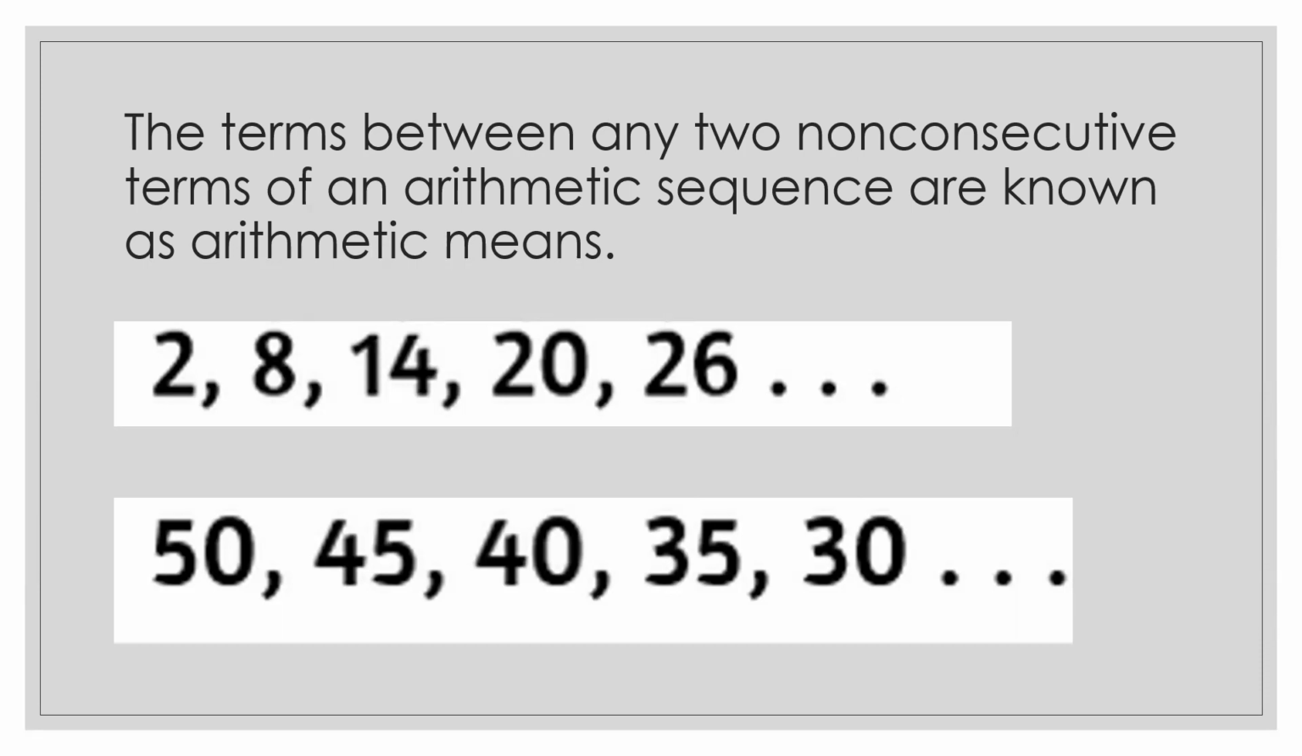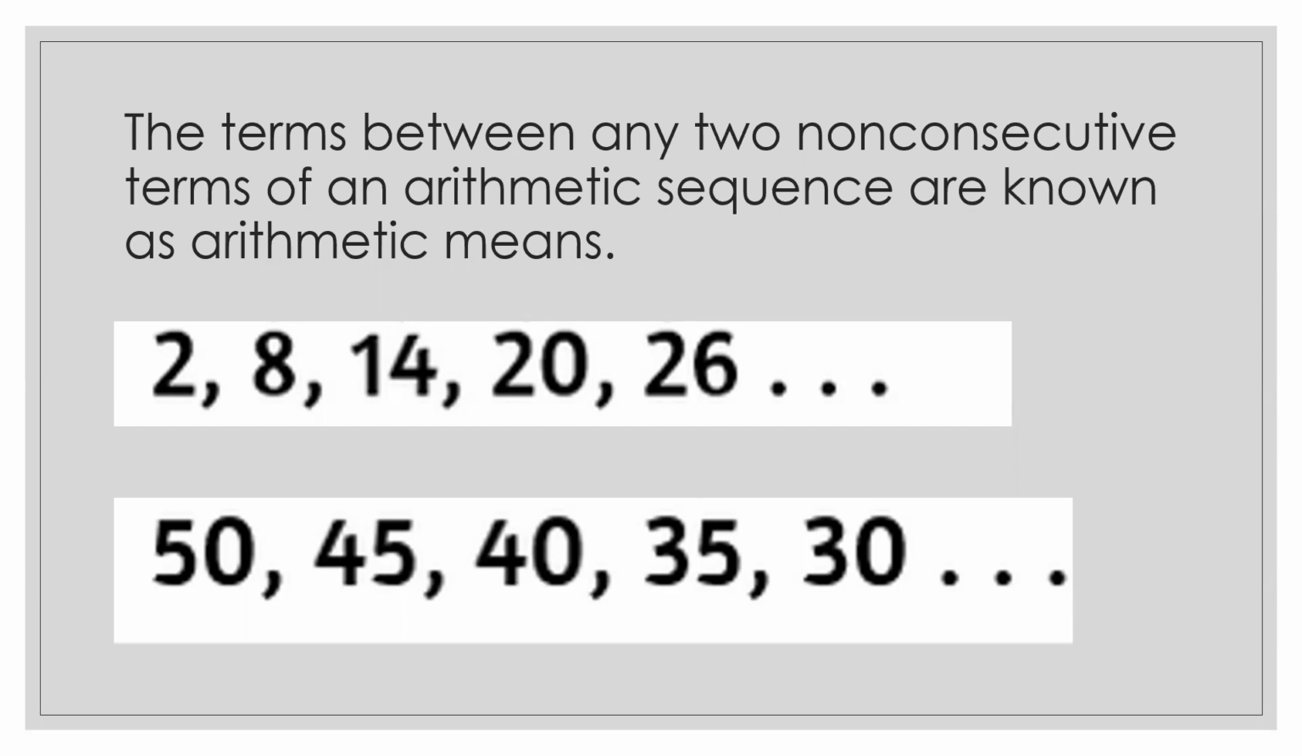Ngayon, kung doon tayo susunod na given, 50, 45, 40, 35, 30, how many arithmetic means are there between 50 and 35? 2 po. There are 2. Ano yung dalawa ngayon? 45 at 40. How about between 50 and 30? How many arithmetic means do we have? 3 po. Ano yun? 45, 40, and 35. Yung tatlong yun.